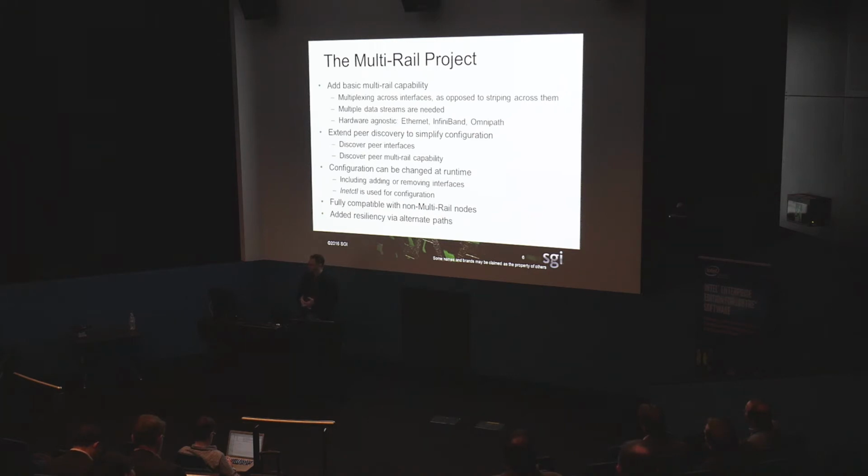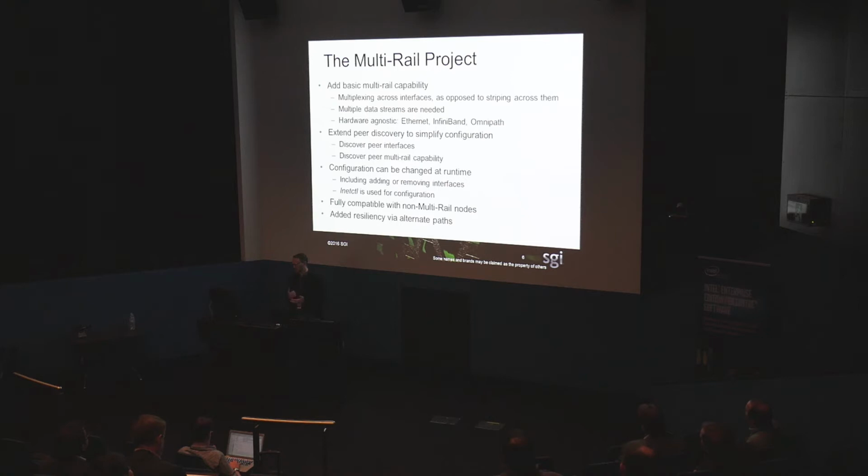So for the multi-rail Lustre project, we looked at multiplexing across interfaces as opposed to bonding them. To take advantage of this, we need multiple data streams, which I mentioned earlier. It's also hardware agnostic, so we support all of the current fabrics that Lustre supports. It also enables us to use multiple fabrics, so you can have Ethernet and InfiniBand, or OmniPath and InfiniBand, within the one environment. The large client can communicate across both of those networks to a single file system and take advantage of that aggregate performance.